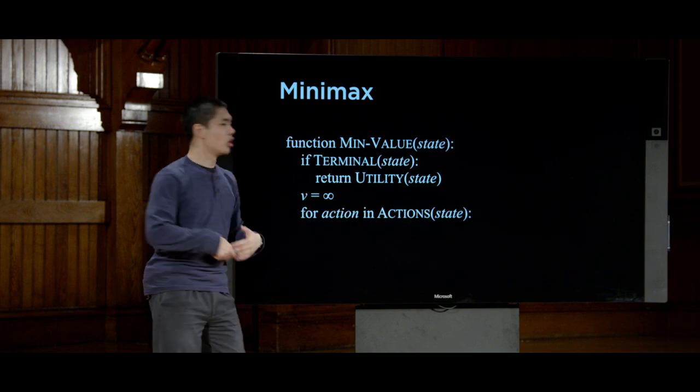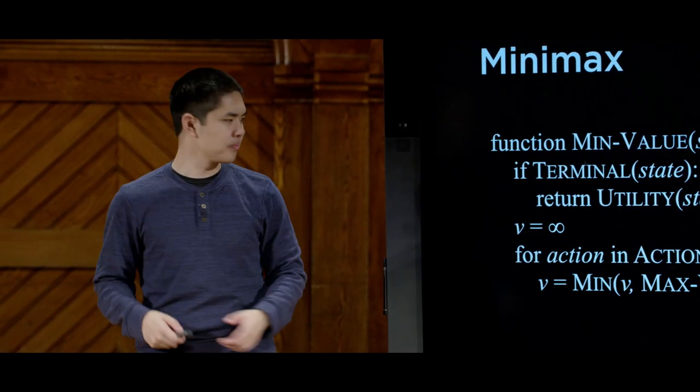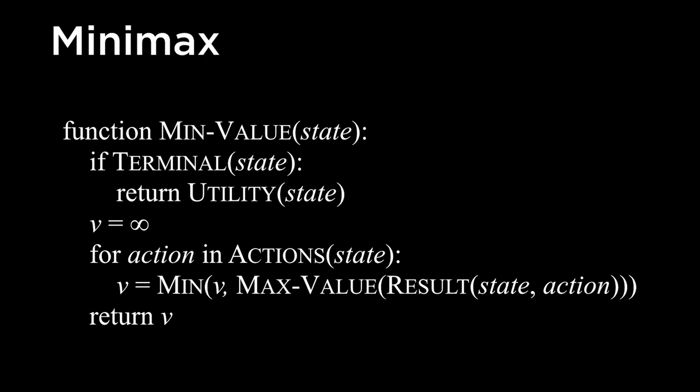And then I do the same thing. Loop over all of my possible actions. And for each of the results that we could get when the max player makes their decision, let's take the minimum of that and the current value of v. So after all is said and done, I get the smallest possible value of v that I then return back to the user. So that, in effect, is the pseudocode for Minimax.